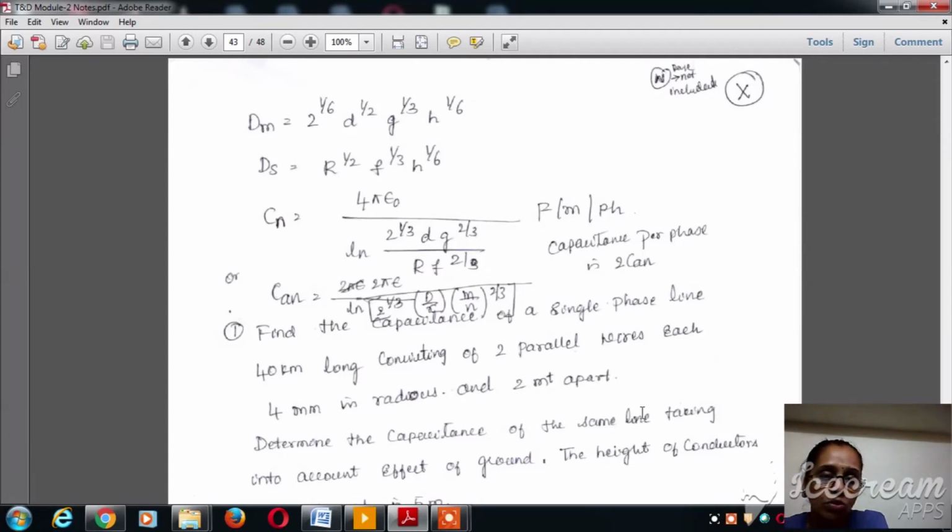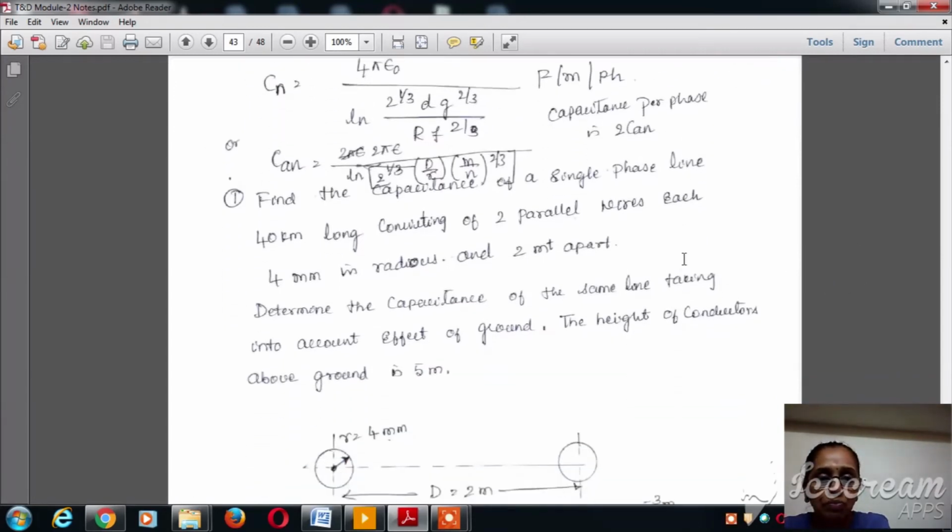Cn is equal to 4 pi epsilon naught divided by ln 2 to the power 1 by 3 d into g to the power 2 by 3 divided by r into f to the power 2 by 3, farad per meter per phase. Capacitance per phase is 2 into Can. So using all these formulas, it is very easy. Once we shortlist the formulas, it will become very handy to calculate the required parameter from the numerical.